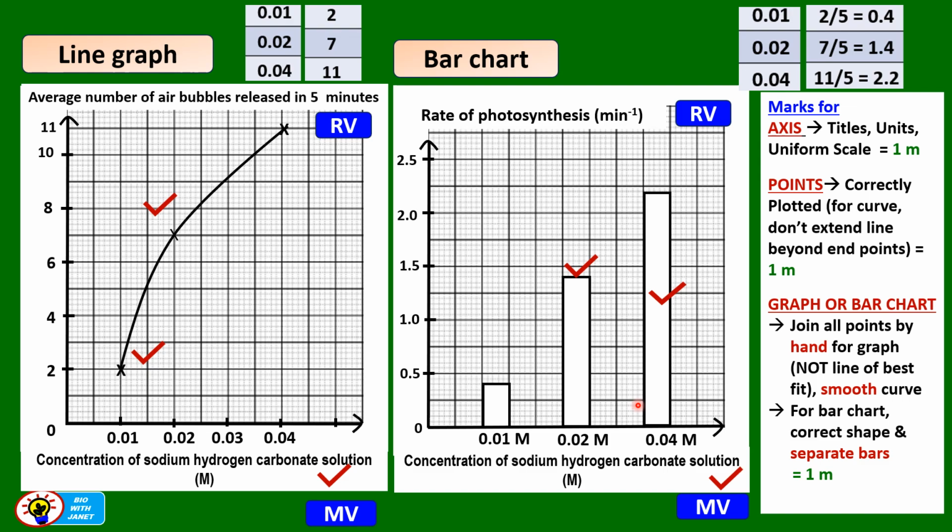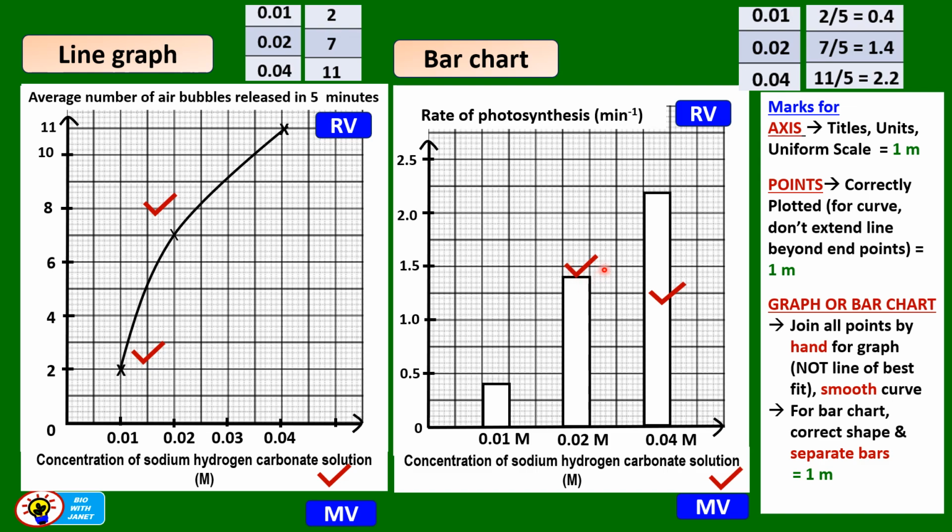Okay, evenly arranged here, but not stuck together. Don't join all the bars together. That will be a histogram. This is another common mistake made by students. Bar chart consists of discrete bars, separated bars, not joined together. Make sure you know that. So if your bar chart has the correct shape and separate bars, then you get 1 mark.